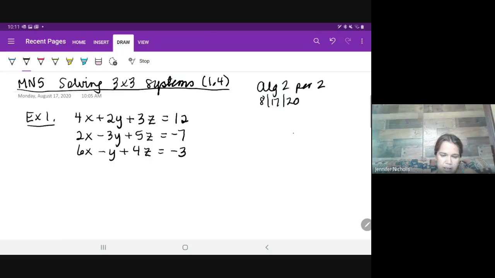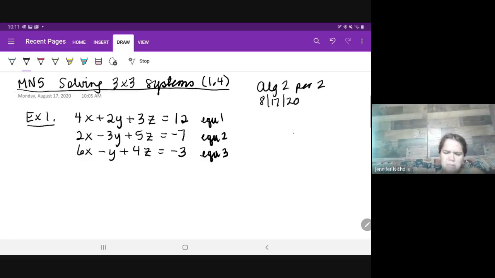So I'm going to call this one equation 1. I don't usually write this down, but since I'm not pointing, I'll be able to discuss it better. So usually people look at the x terms. So look at the x column.